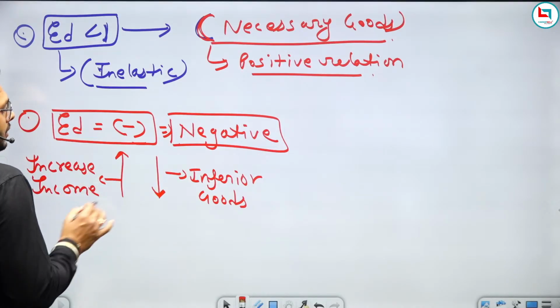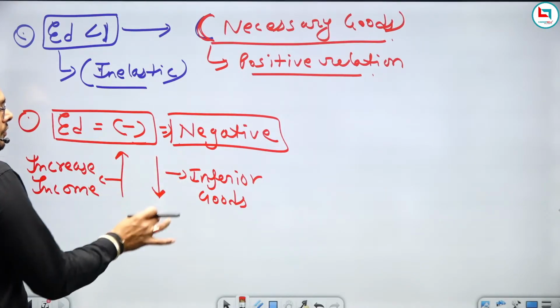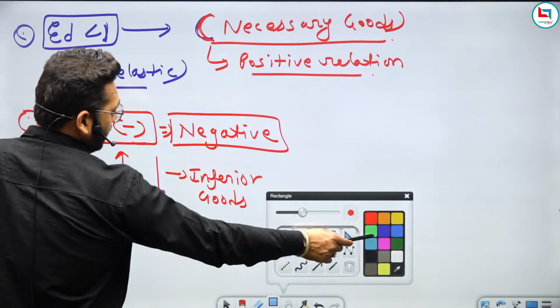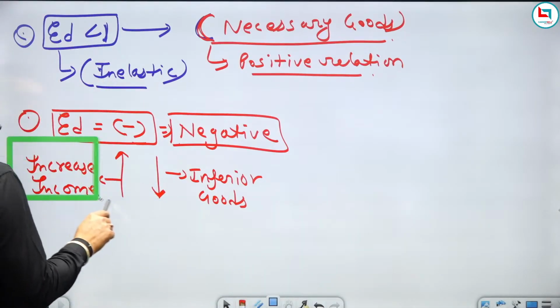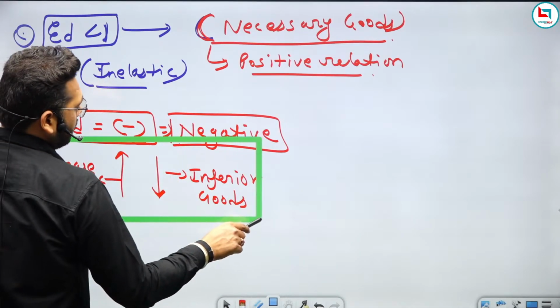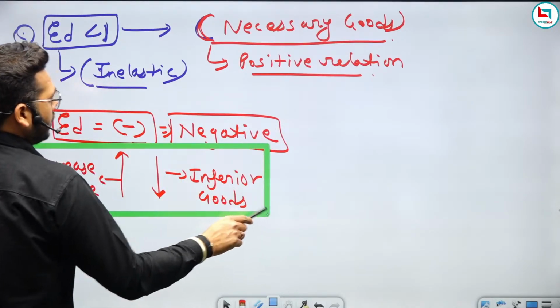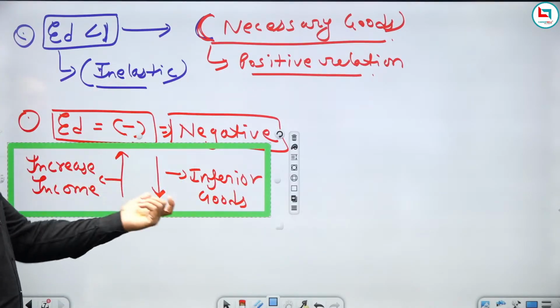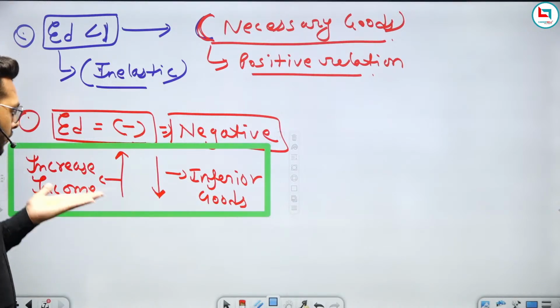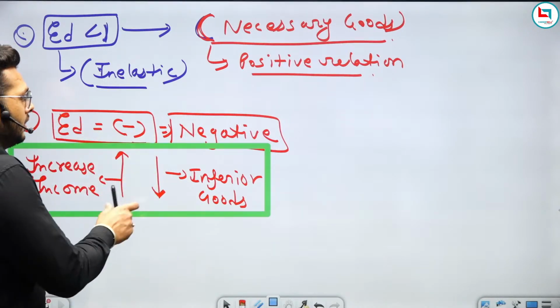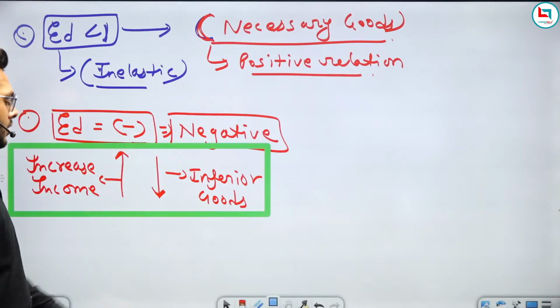If your income is increasing, the demand for inferior goods will decrease. This situation indicates a negative relation between demand and income. One is increasing and the second one is decreasing. That is why it's a negative situation.